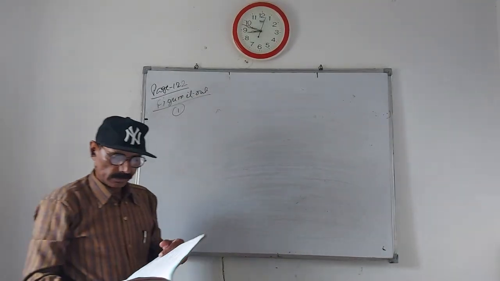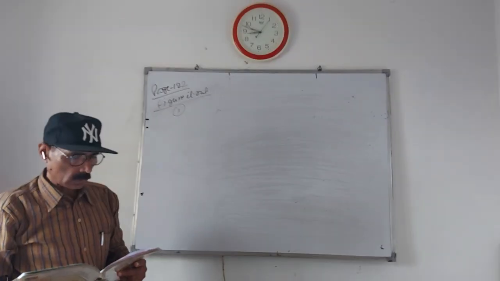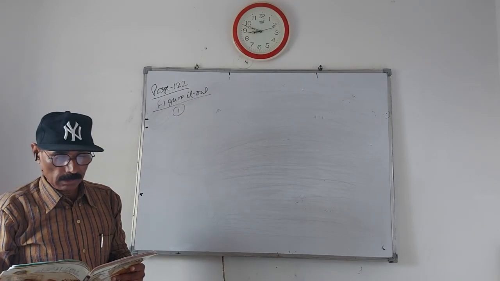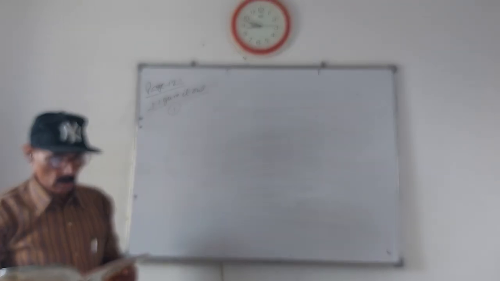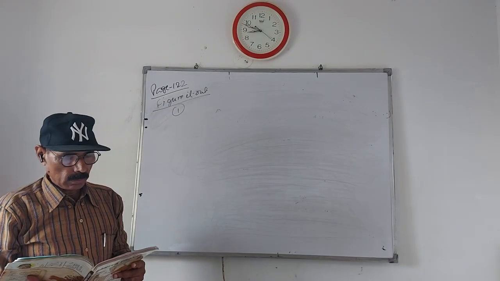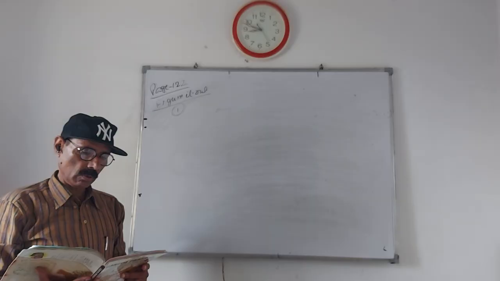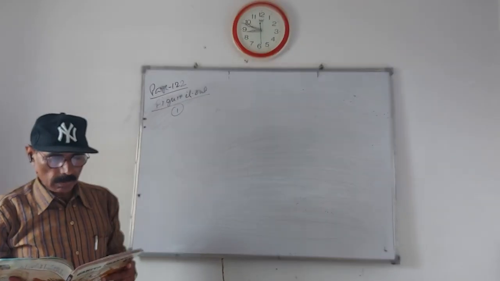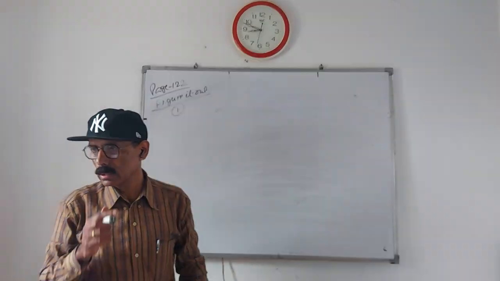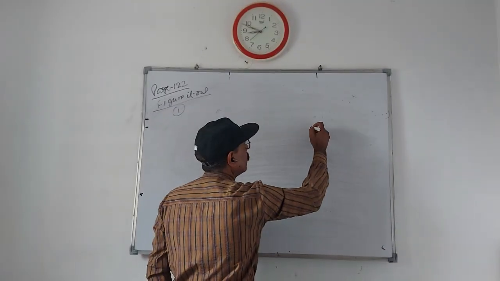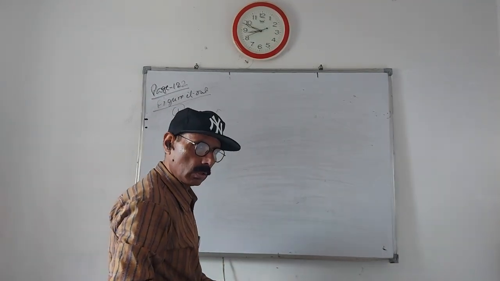Next. Suppose P is the greatest of 5 consecutive numbers. Describe the other 4 numbers in terms of P. Just like P minus 1, P minus 2, P minus 3. Greatest means it is on the right side.